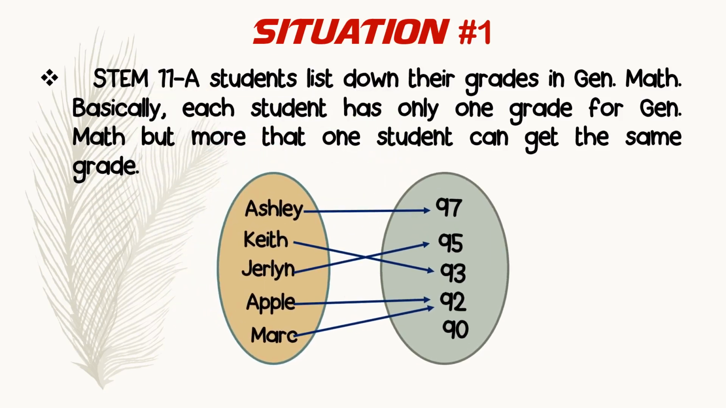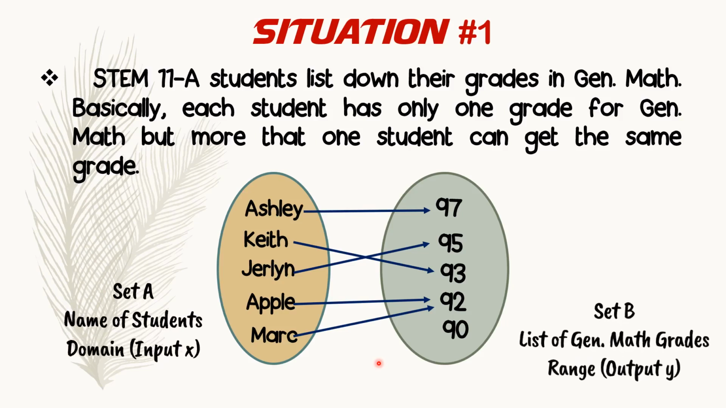So we have here Ashley got 97, Kate 93, Jerlyn 95, Apple 92, and Mark also got 92. Set A is the name of students, which is your domain or inputs. And set B is the list of general mathematics grades, which is your output or the range. As illustrated, the problem represents a function, since no element in set A is paired to more than one element in B.